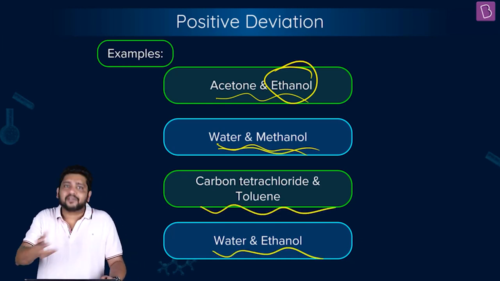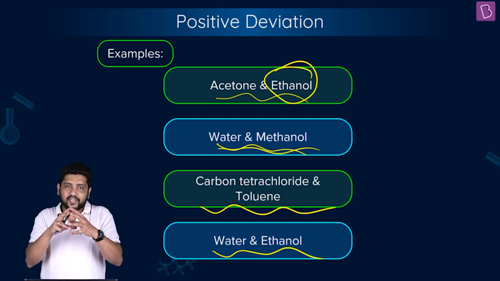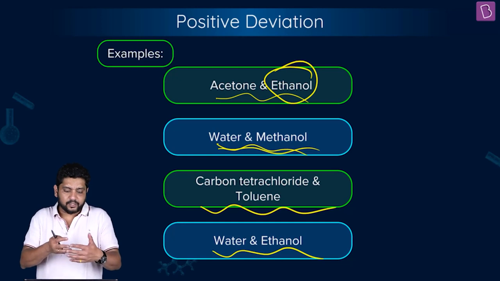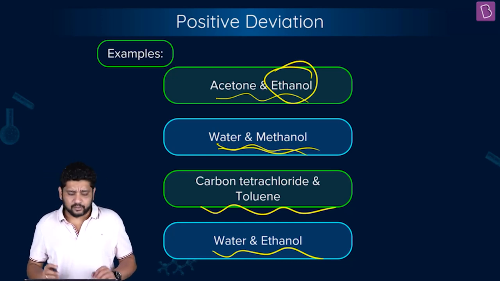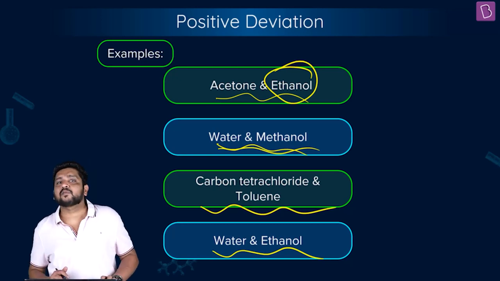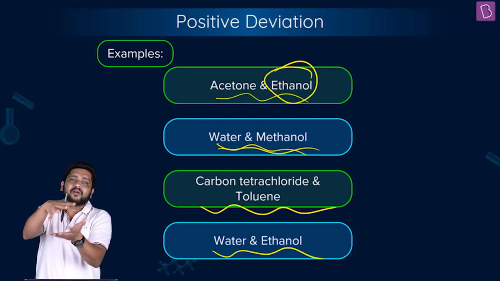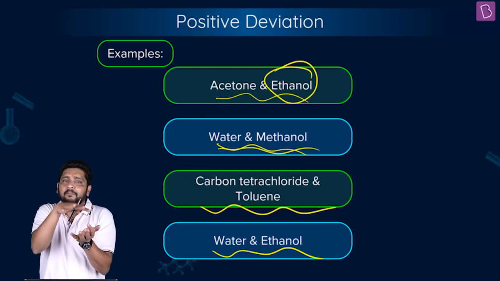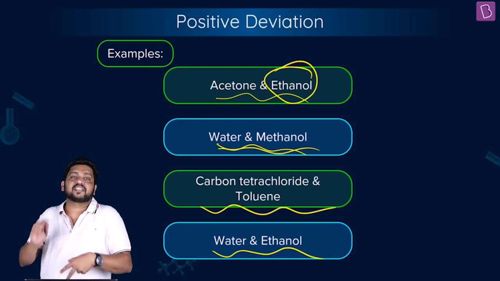CCl4 toluene, see, different, right? CCl4 is like a giant heavyweight tetrahedral molecule, and your toluene is different. Toluene is like benzene plus your methyl group, right? So they have drastic differences between them. If only toluene was present, better packing and better attraction would have been there, but the CCl4 tetrahedral is coming in between and wasting space, right?